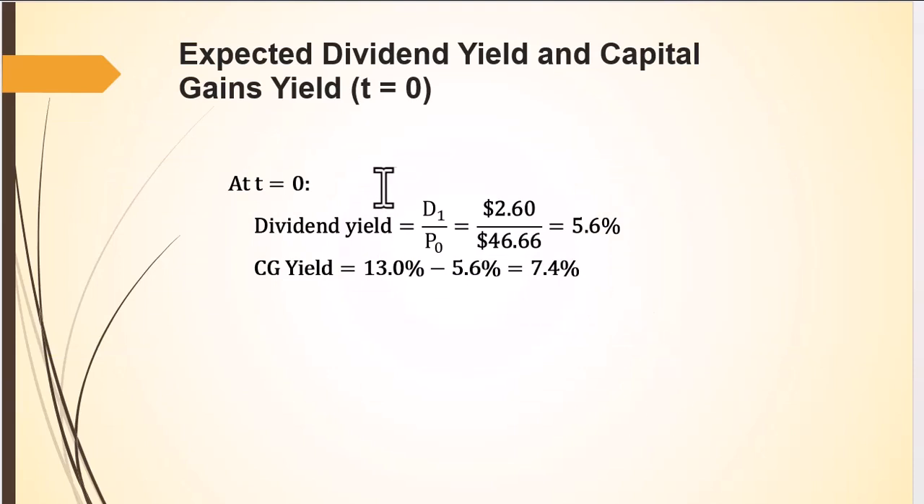Of course, how can we break this down? Well, we know D1 divided by the present value, that 46.66, the dividend yield on this investment is 5.6%. We know that the required return is 13%. So if you subtract the dividend yield from the total return, we end up with that 7.4% is the growth rate of this particular stock.